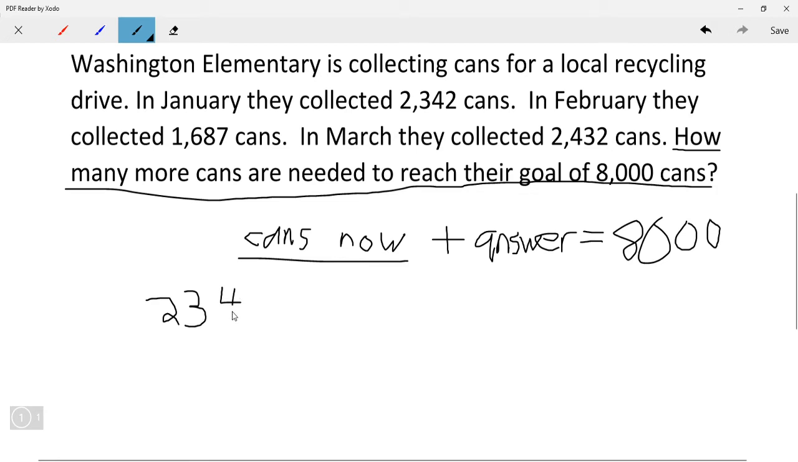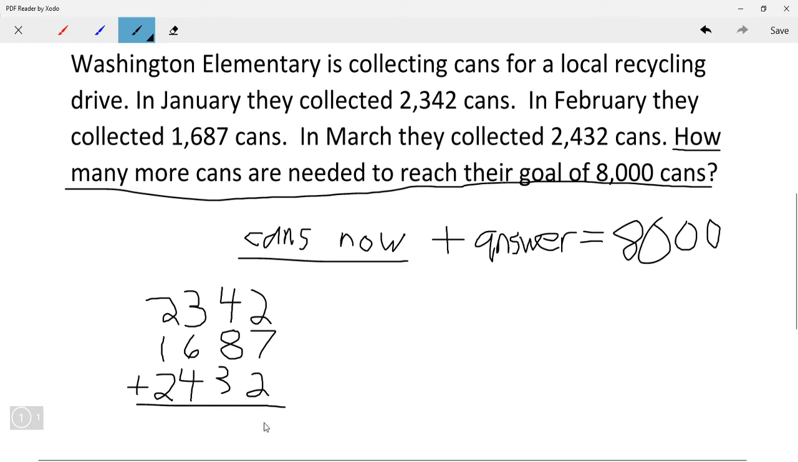So what we can do is just line them all up in a standard algorithm. All 3 of these numbers, we could add 2 of them and then add that to the other number, but you can also just add, so let's see, 2,342, 1,687, that's February, and then in March, it's 2,432. Very similar numbers between March and January. So now we just add these up.